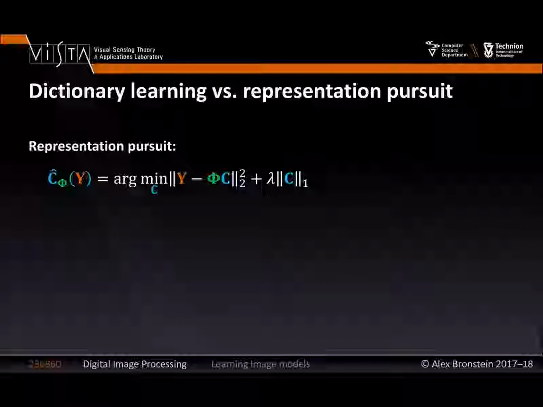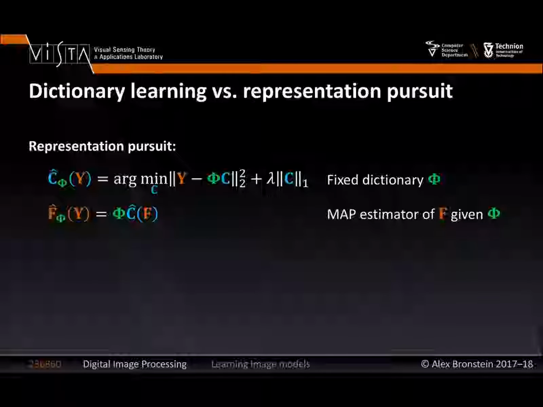So just to recapitulate, when we had a fixed dictionary, we solved this pursuit problem with a fixed dictionary, and we obtained essentially a MAP estimator of the representation coefficients, right? Given an observation y, you estimated the coefficients given the dictionary, and then we estimated the latent signal, given an observation y with a fixed dictionary.